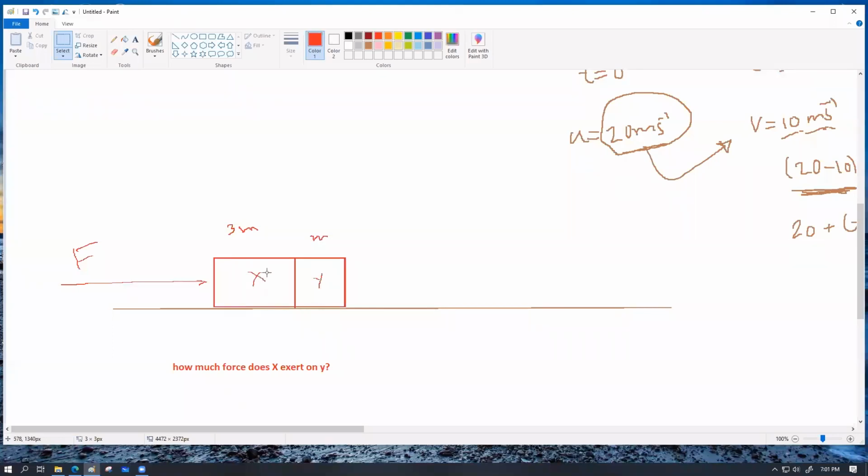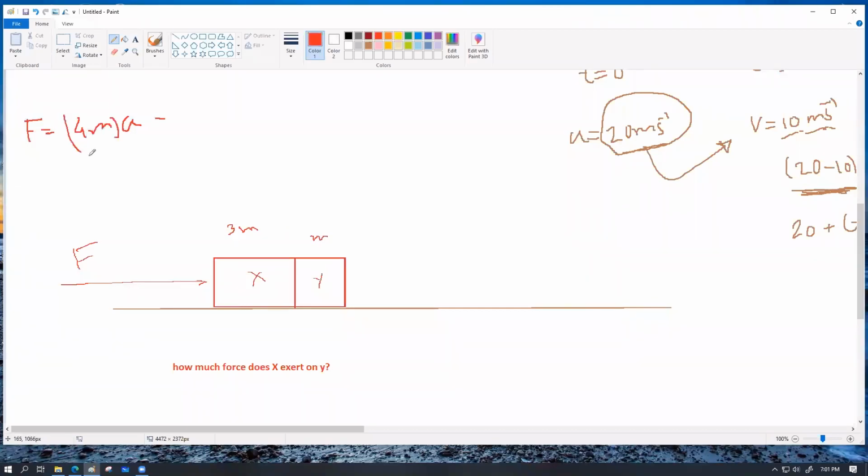Yes. They're going to move synchronously, side by side. So they cannot have different acceleration. Now, if I assume the acceleration of both the objects is going to be a, I can pretty well write from Newton's third law that F equals 4m into a. Can we agree on this equation?